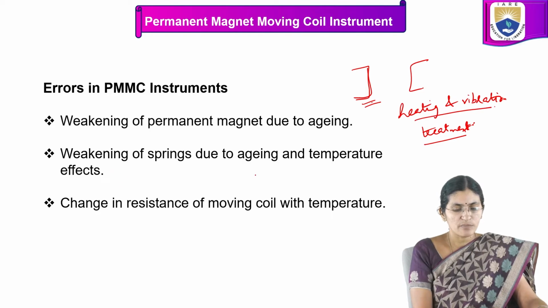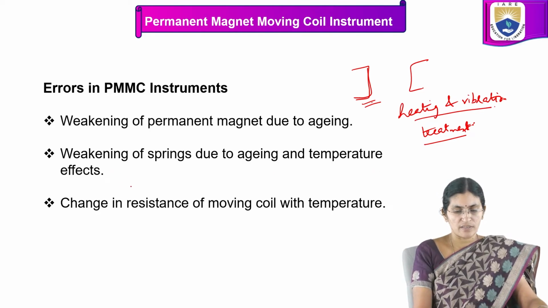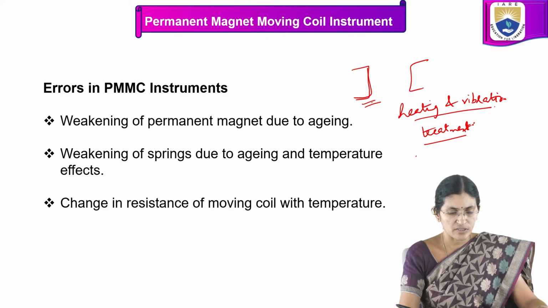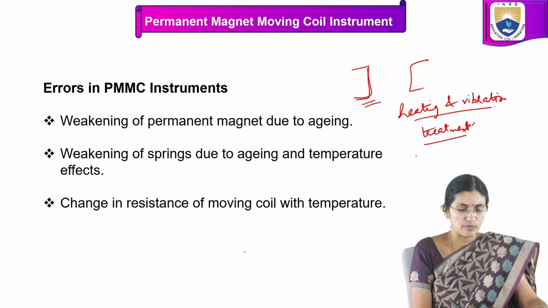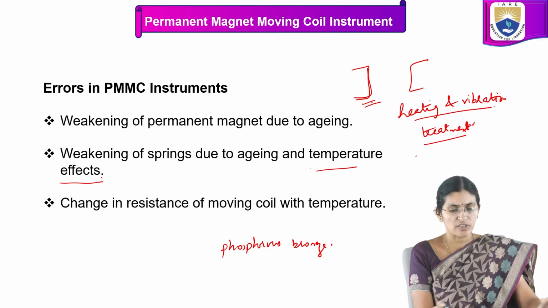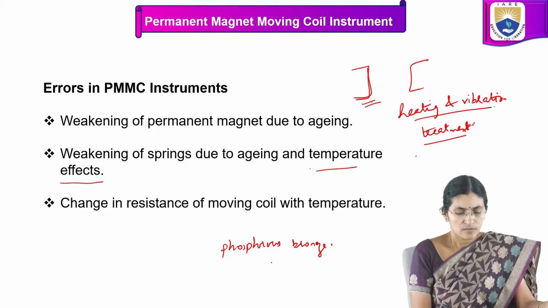Next, weakening of springs due to aging and temperature effects. The spring is affected by aging and also temperature. In order to reduce this, the springs are made up of phosphorus bronze, and to reduce the effect of temperature on the spring, we use two spiral hair springs.